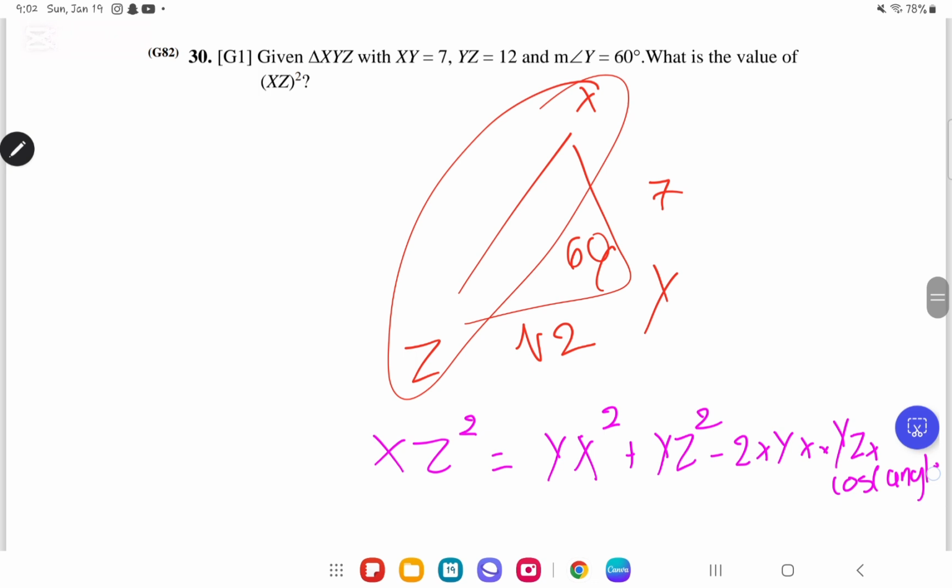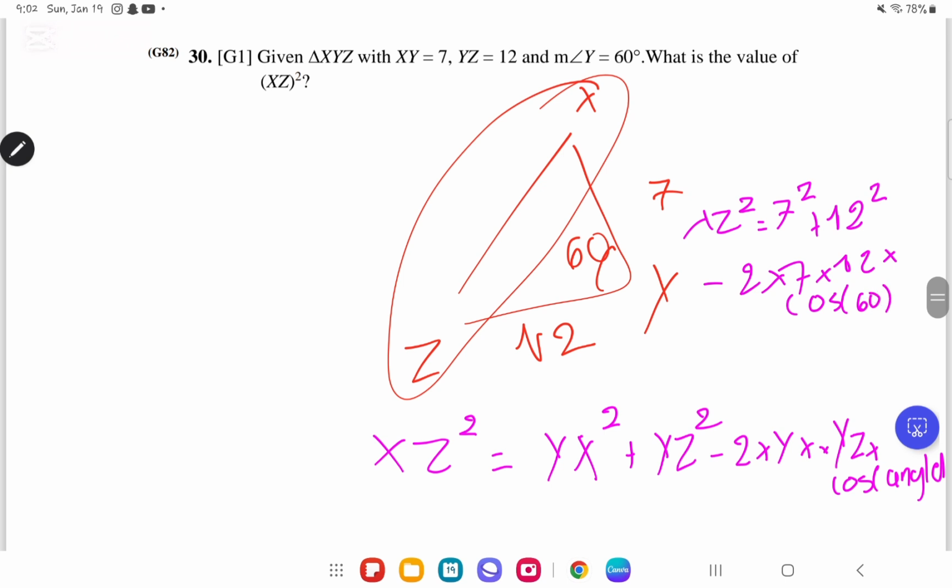So in this case, XZ squared is going to be equal to 7 squared plus 12 squared minus 2 times 7 times 12 times cosine of the angle in between them, which is 60. So we get a value of what? Of 109. So the value of XZ squared is equal to 109.